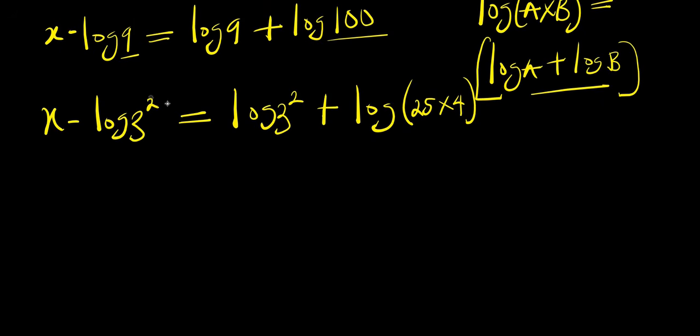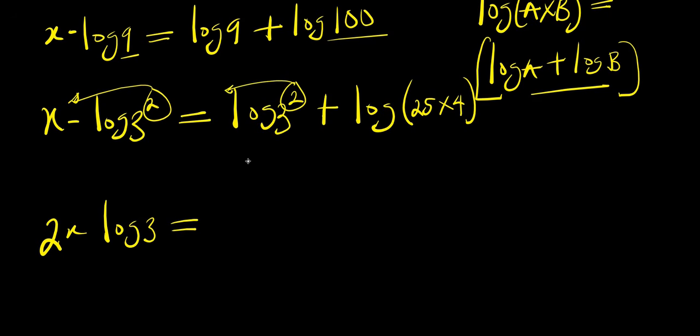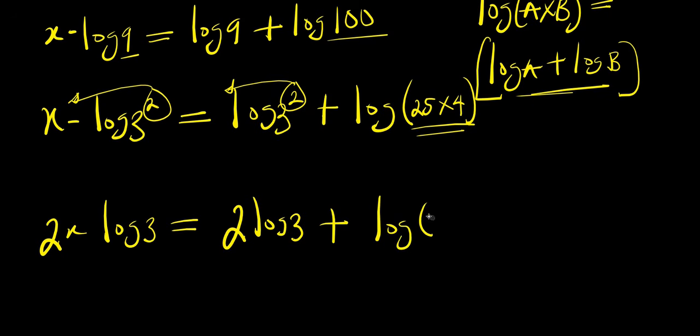So remember, the 2 here will come behind this. We have 2x times log 3 equals, this comes behind this, we have 2 times log 3 plus this. We apply this, that will be log 25 plus log 4. That's log a times b as log a plus log b.